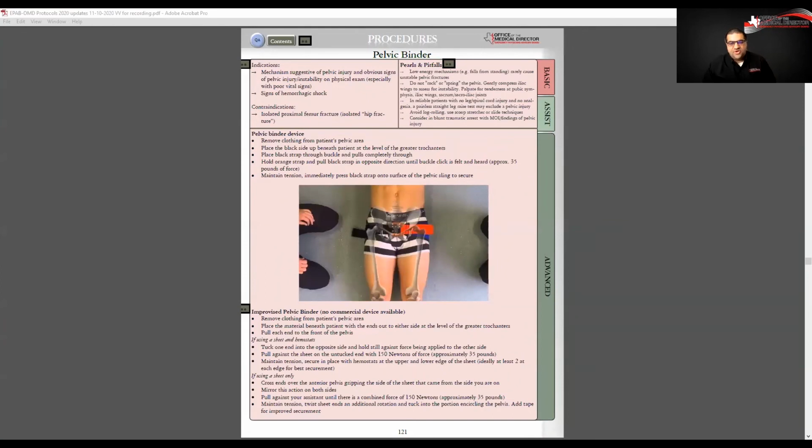So on the pelvic binder page, we added a few things that we had talked about in previous CEs. So one, some pearls and pitfalls about when to use a pelvic binder, how to assess the pelvis for the need of a pelvic binder, remembering not to rock or spring the pelvis, as well as some guidance on how to make an improvised pelvic binder if you don't have a commercially available pelvic binder to use.